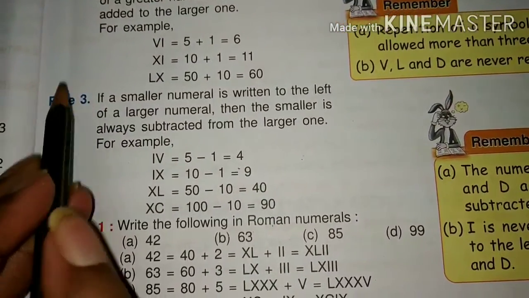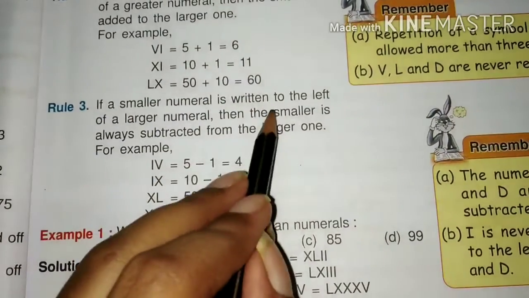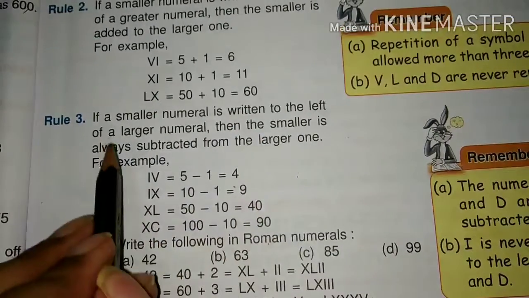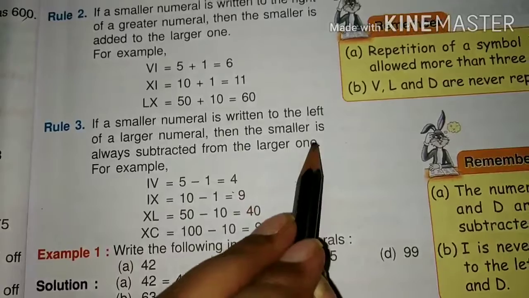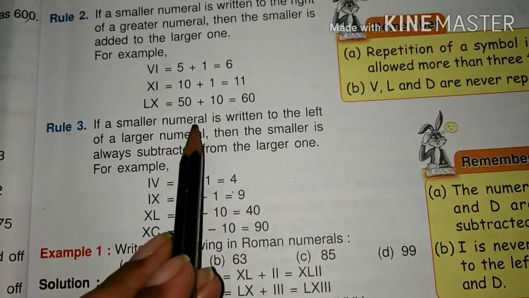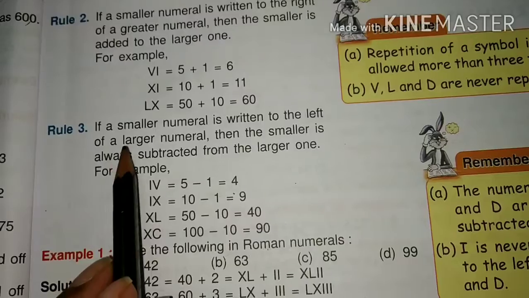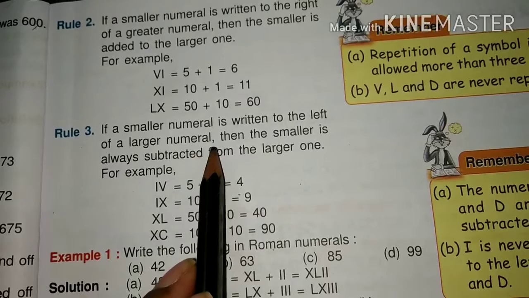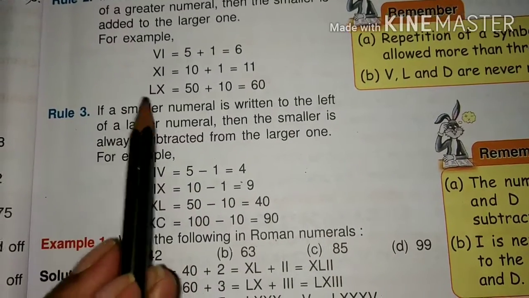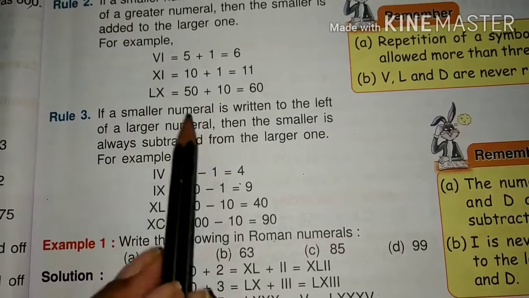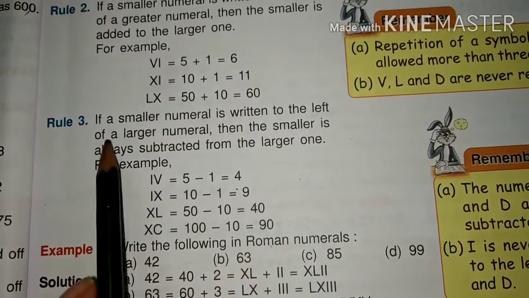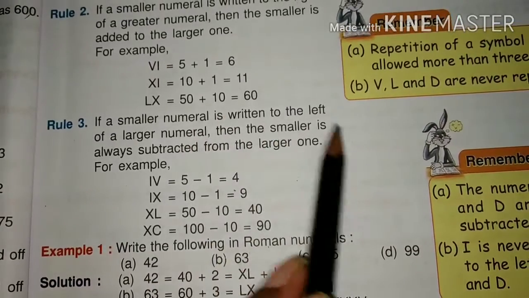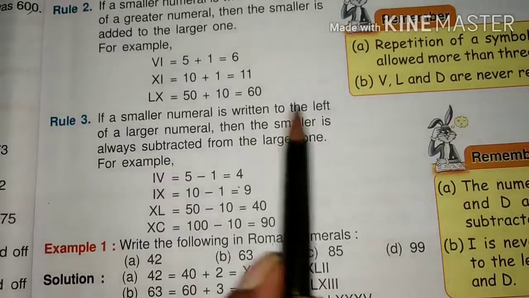Students, third rule. If a smaller numeral is written to the left of a larger numeral, then the smaller is always subtracted from the larger one. When the smaller symbol is written on the left side of the larger symbol, that means we are subtracting the numbers. Students, if the smaller symbol is written on the left side of the larger symbol, that means smaller is always subtracted from the larger one.